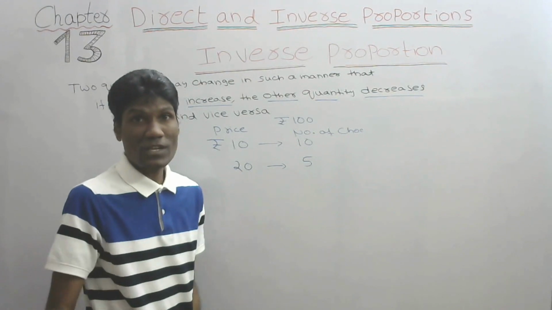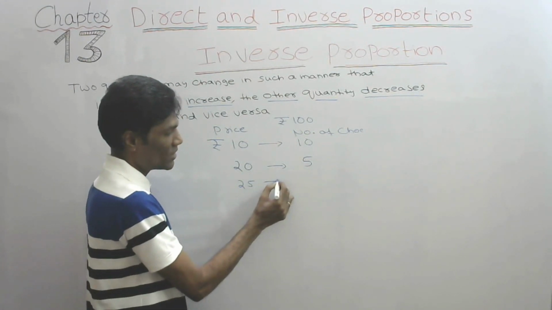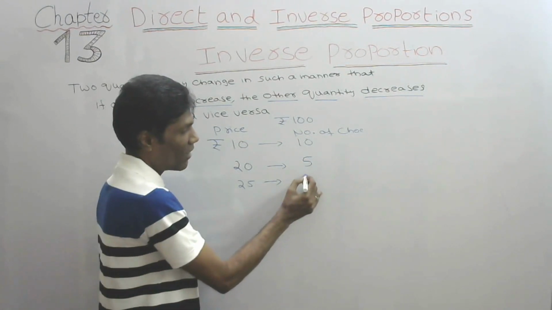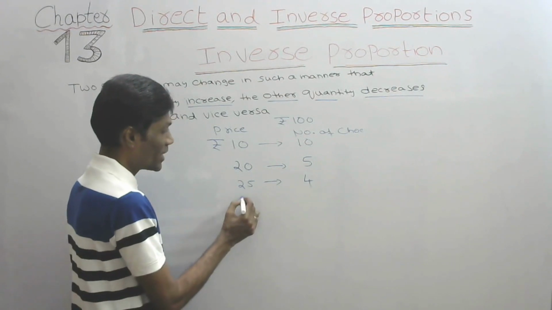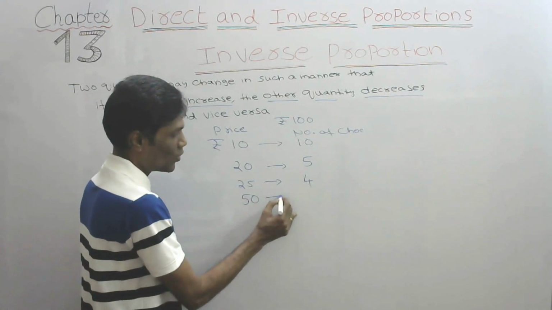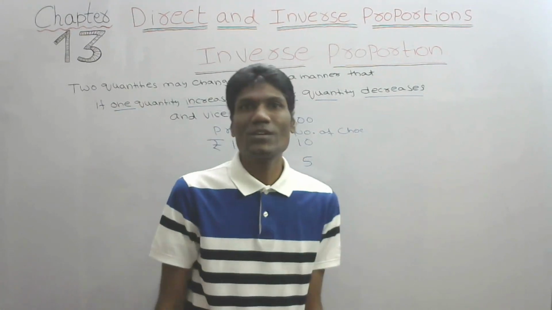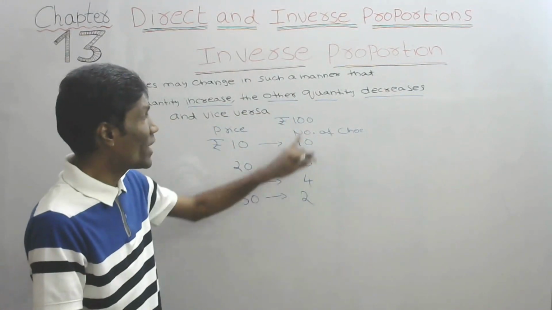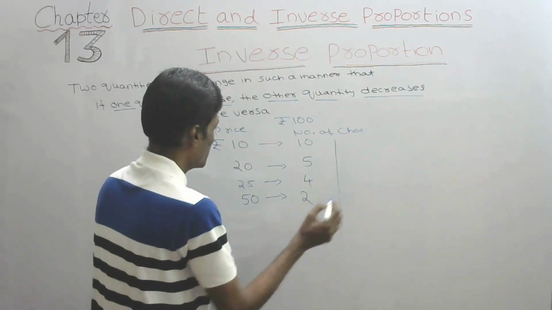If I take a special chocolate which is bigger, of 25 rupees, then how many will I get? I will get 4. If I take a bigger one which is of 50 rupees, I will be getting only 2 chocolates. So this is an example of indirect proportion. Now let us see the concept.